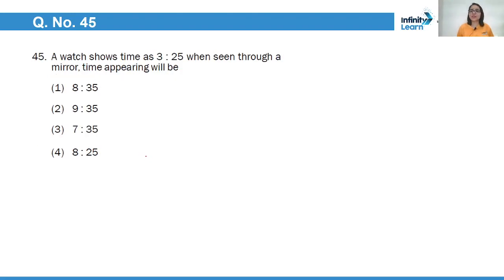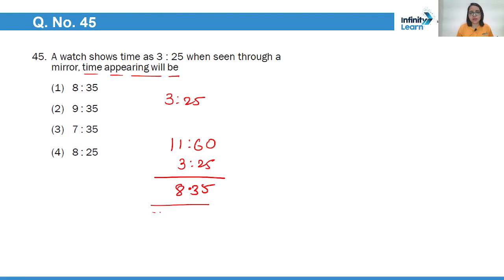Next question is question number 45. A watch shows time as 3:25. When seen through a mirror, time appearing will be. So it will be 11:60 minus given time, there is 3:25. So this will be 5, 3, and this will be 8. So 8:35 will be the time seen through the mirror, which is option 1.